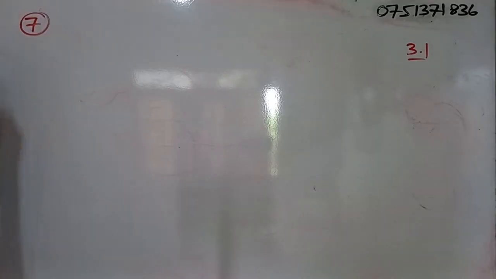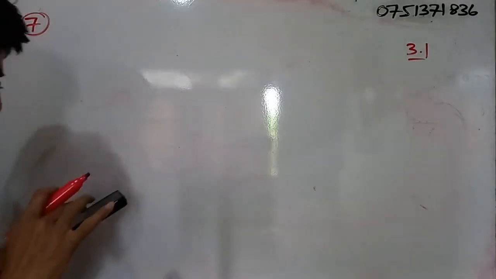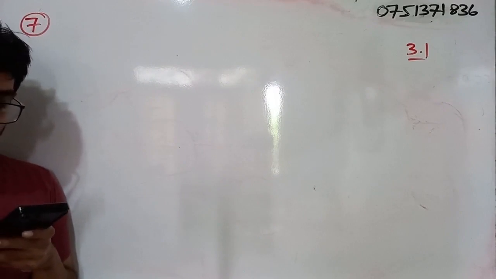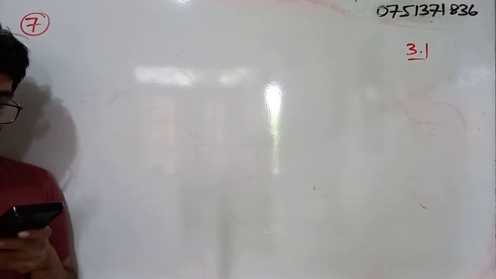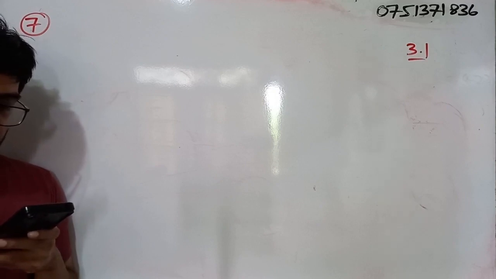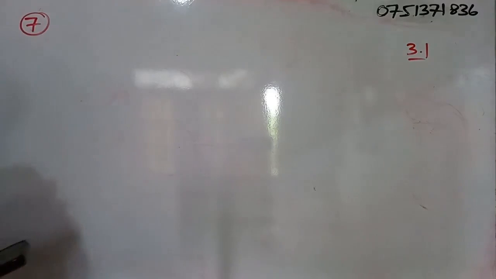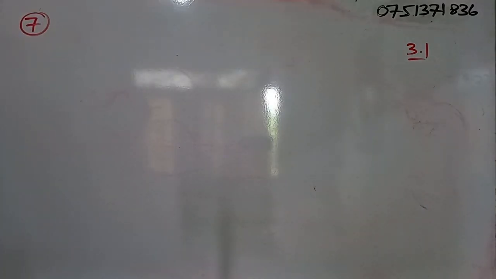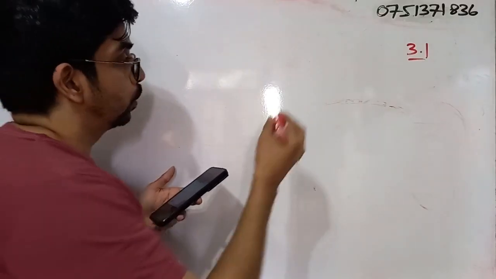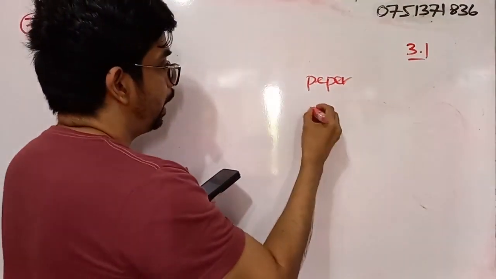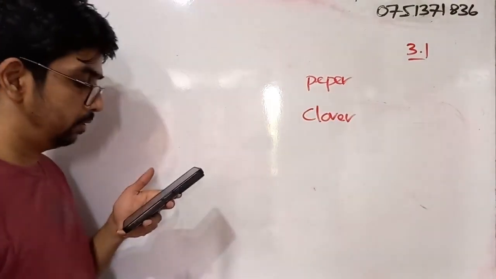Right. Question number 7. Black pepper and cloves have been cultivated in 7/8 of a plot of land. Black pepper has been cultivated in 450 square meters while cloves has been cultivated in 1/4 of the land. And under that we have 3 parts. So first part, what is that? The fraction of land on which black pepper has been cultivated. Right. So I'm going to just put pepper here. Pepper and cloves were cultivated.